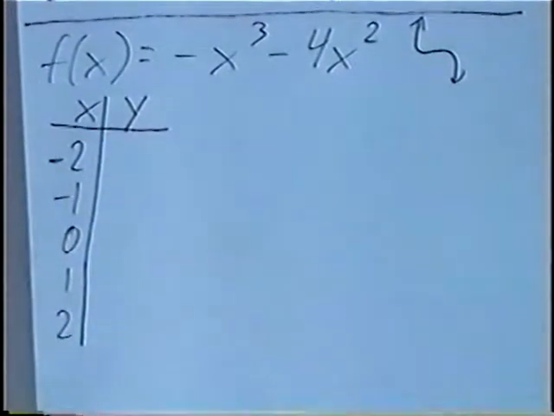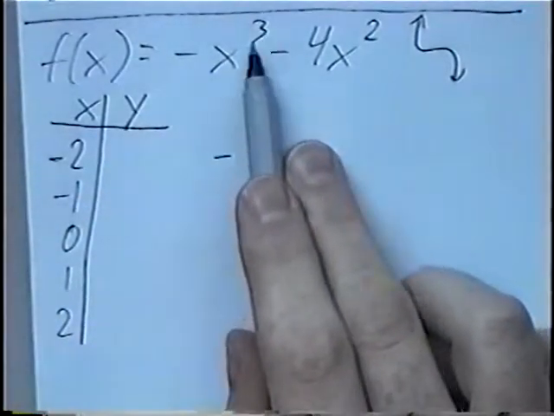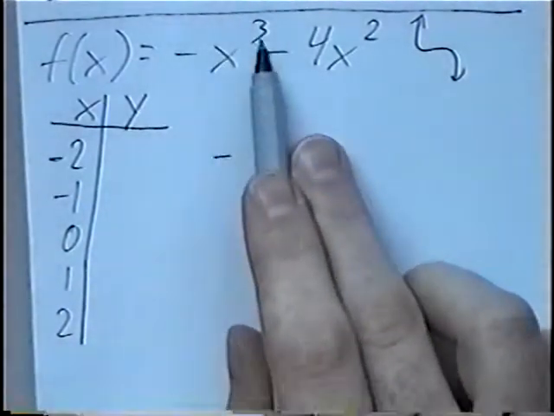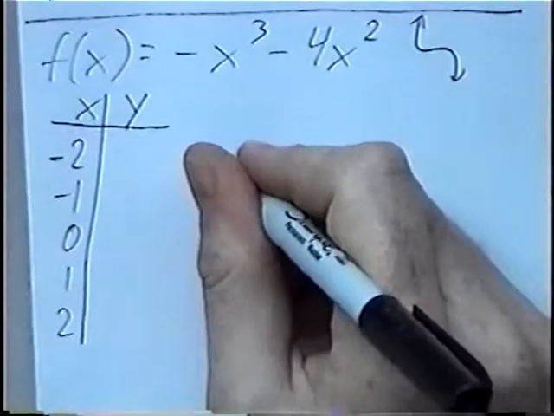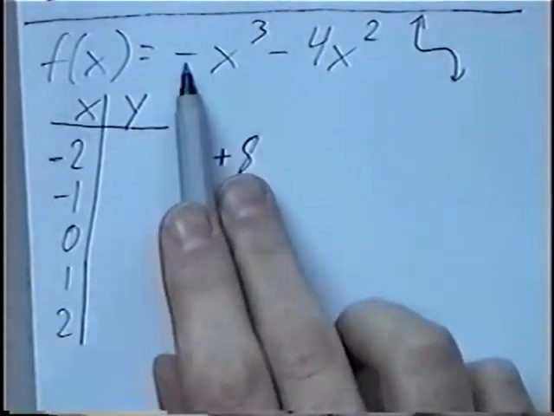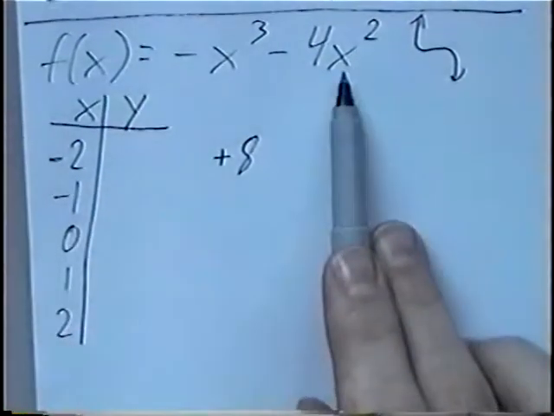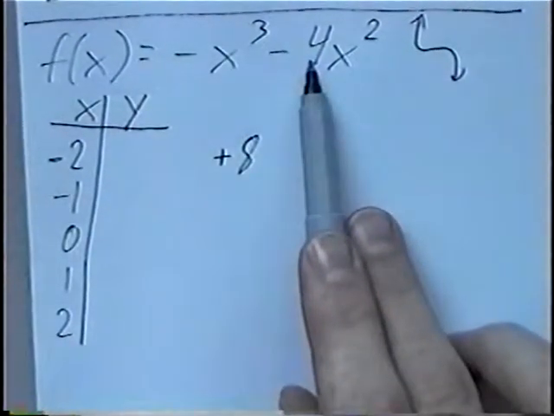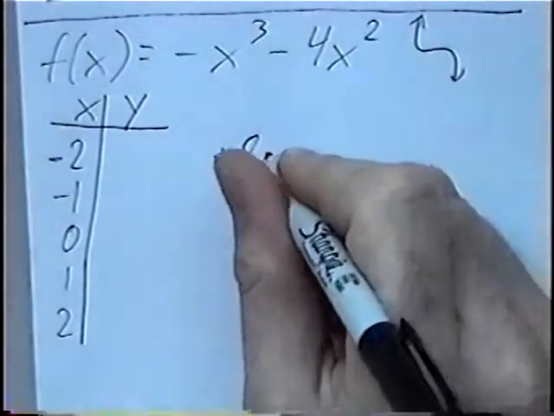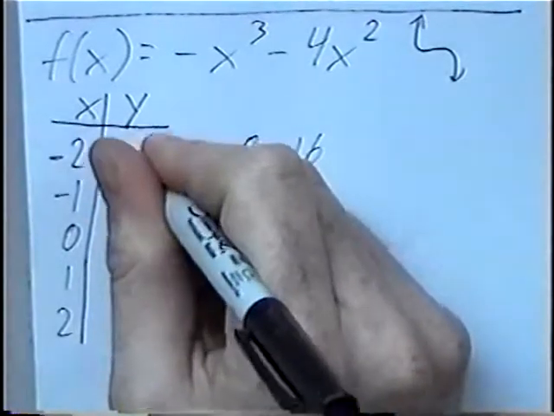Plugging a -2 in, we'll have negative, and a -2 cubed would be -8. -8 with a negative outside would become a +8. So -2 plugging into the first term would be +8. -2 squared would be 4. 4 times a -4 would be -16. So our first y value would be -8.